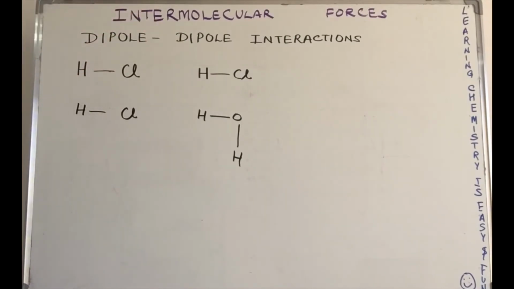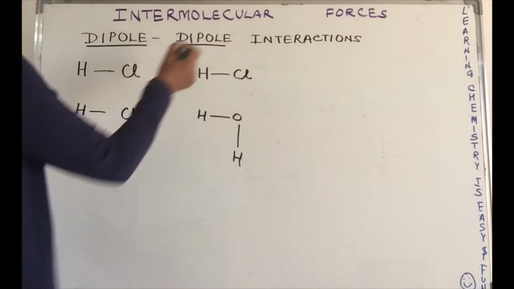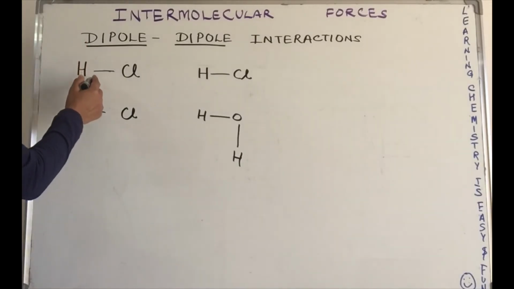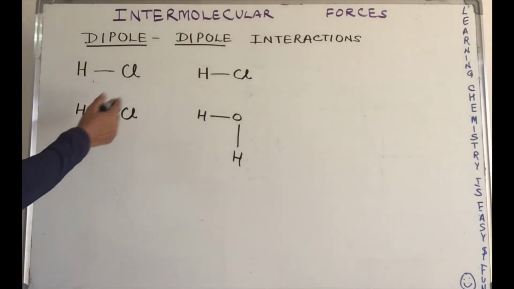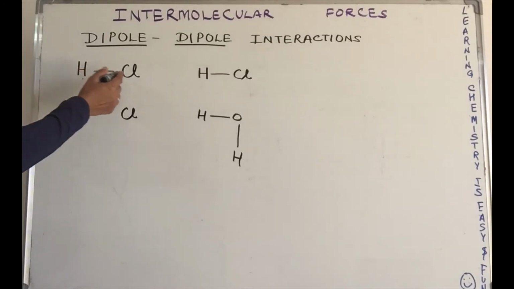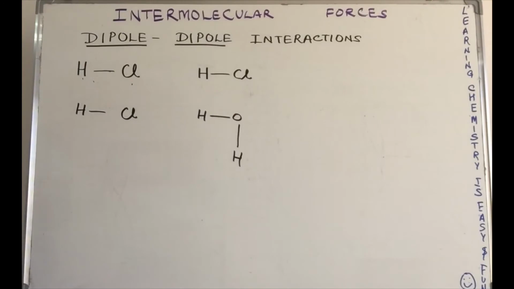Dipole-dipole interactions. As the name clearly indicates, we are talking about two polar molecules interacting with each other. Now these polar molecules, they can be of the same compound or they can be of different compounds. So I've taken an example over here of HCl and HCl interacting with each other.